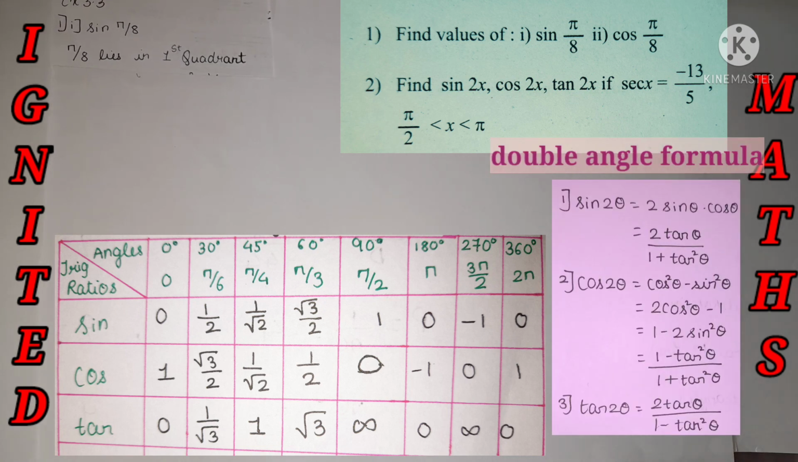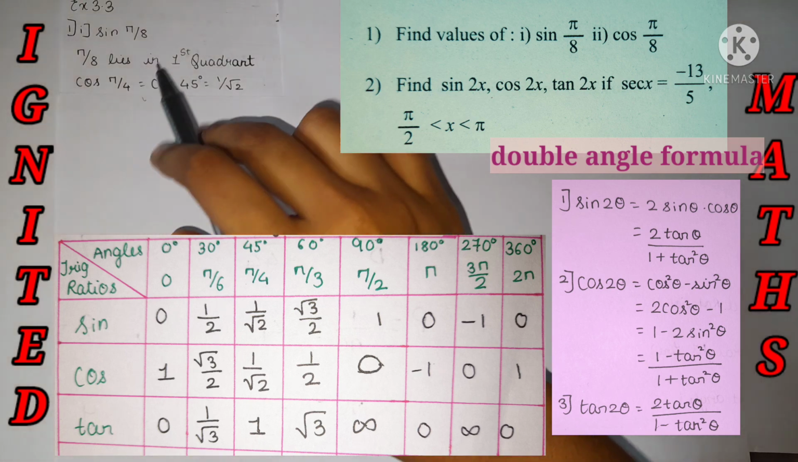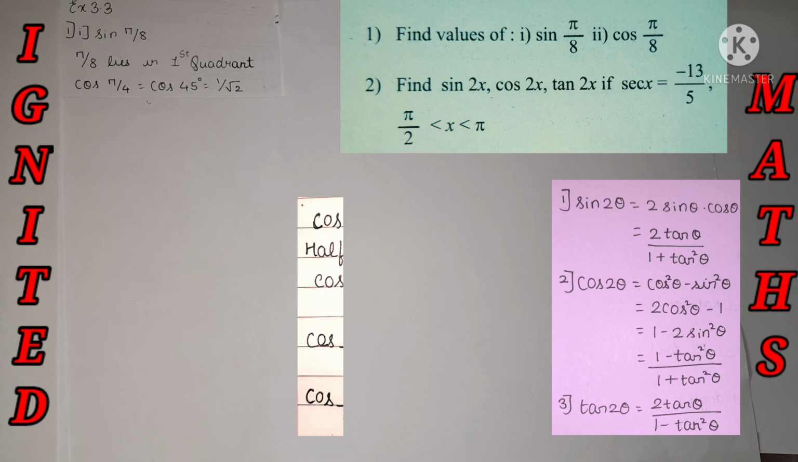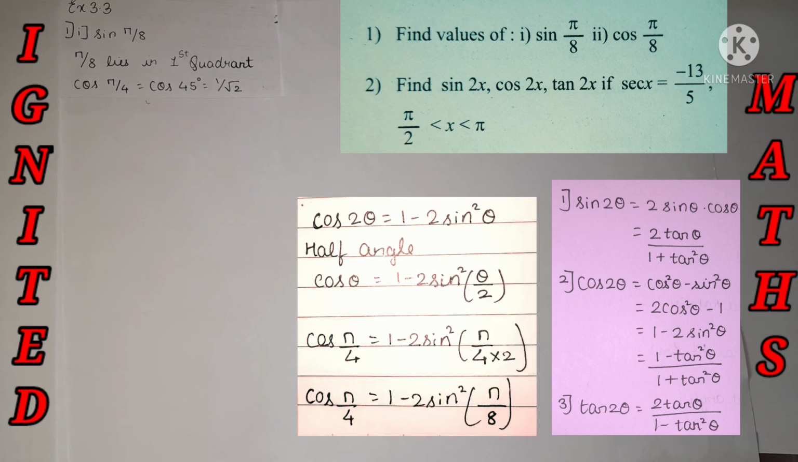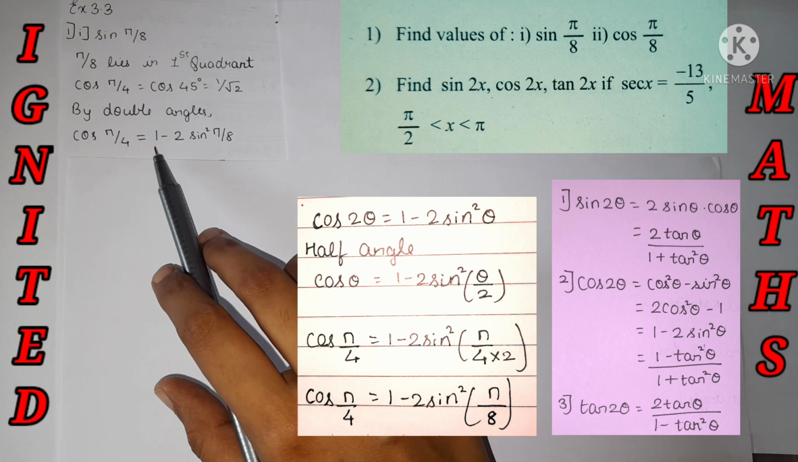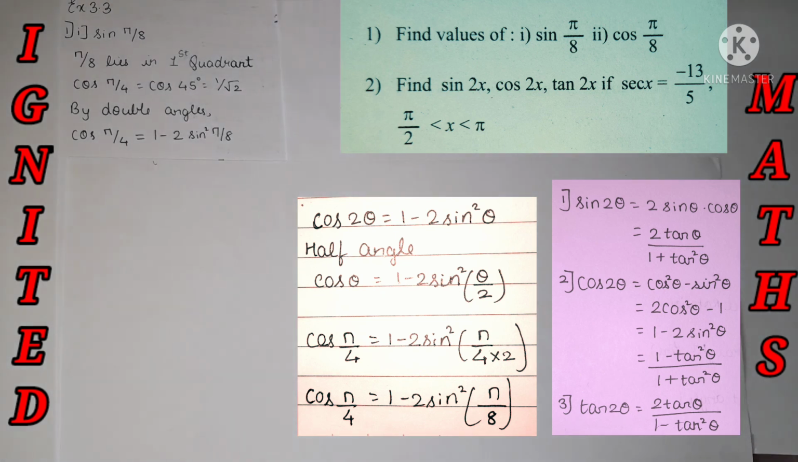From the trigonometric tables, we know the value of cos pi by 4. It's nothing but cos 45 is equal to 1 by root 2. I have mentioned this because we are going to use this tip for doing this sum. By the trigonometric functions of the double angles, we can even find the half angle. All these things I have mentioned at the right-hand side of the page. With that help, we have found the formula for it. By the double angle, cos pi by 4 is equal to 1 minus 2 sin square pi by 8.